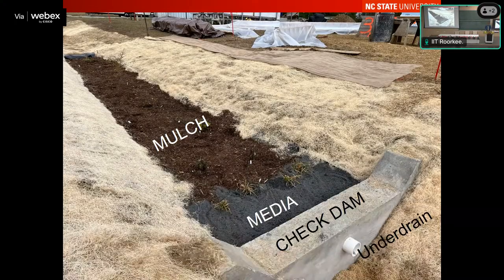So here's an example of one where they didn't use grass. They were going to place a couple of plants in there, but they have a mulch covering on top, and you see the vegetation going. And you can see the specialized media that lets the water pass through. Then they had a check dam to help pond water over it. Then at the bottom, underneath all of this media, is an underdrain. So that's what a bioswale looks like.